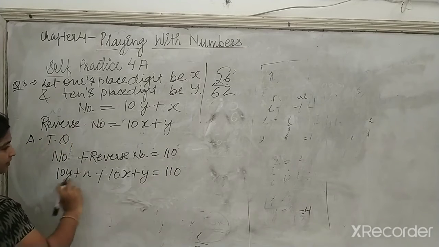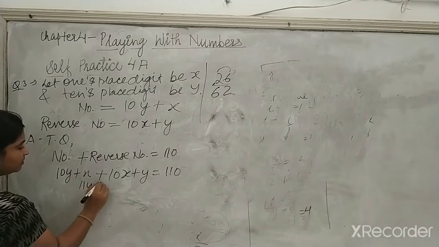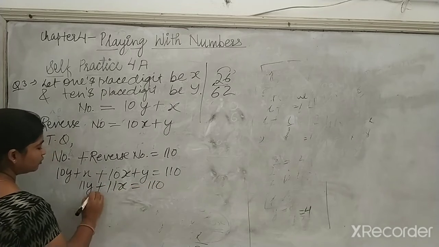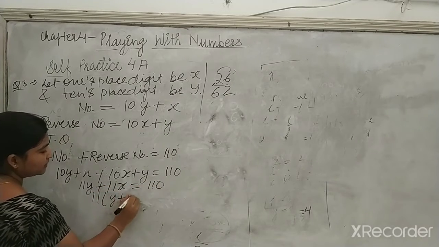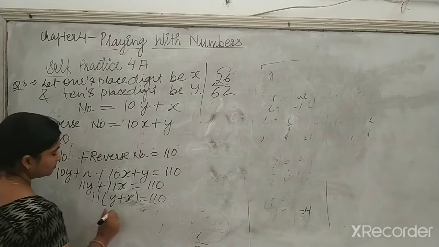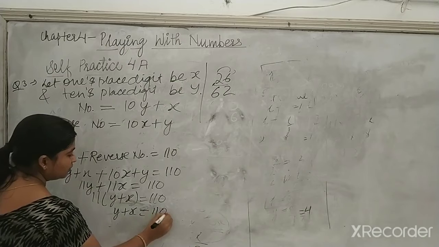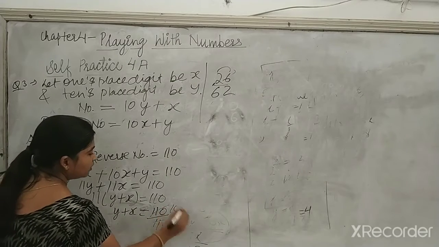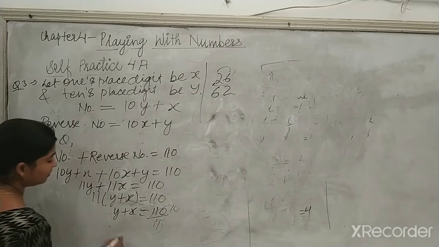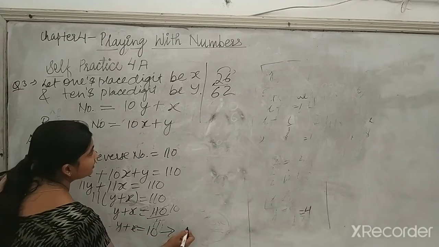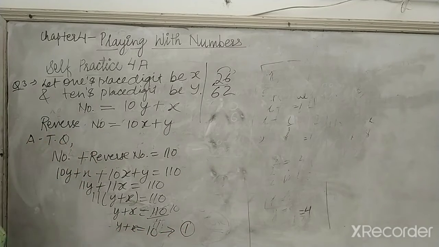Just add 10y plus y, 11y. 10x plus x, 11x is equal to 110. So I can take 11 outside, y plus x. So y plus x will come. If you will cut it by 11, you will get value 10. So what value of x, y plus x you have got? y plus x is equal to 10. Give it equation number, you have not given, so it is 1.